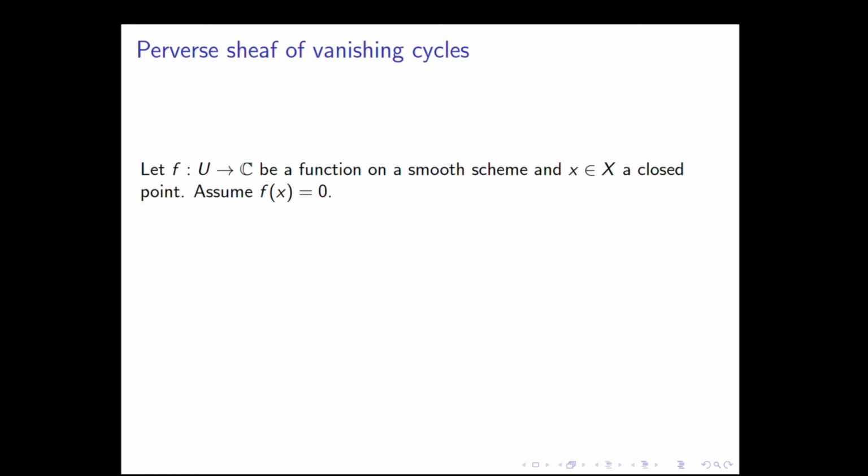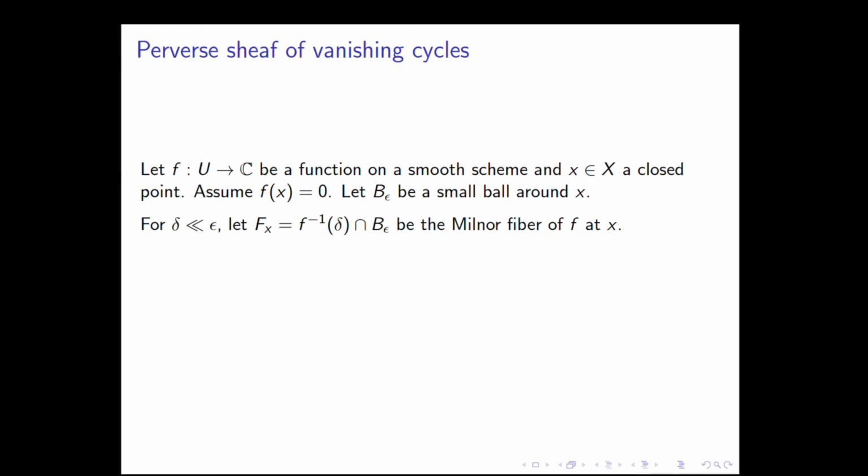We'll actually be interested in a very special type of perverse sheaf called the perverse sheaf of vanishing cycles. It is a generalization of the concept of the Milnor fiber. So let's quickly review the Milnor fiber of a function f on some smooth scheme U, a complex valued function. Let's assume its value at x is 0. In such a situation, we can consider the Milnor fiber of the function f at the point x, defined as follows. First you take a small ball around x, and then we consider the intersection of that ball with the fiber of some small value delta, even smaller than the radius of the ball, under the function f. This we call F_x, and it's called the Milnor fiber of f at x.